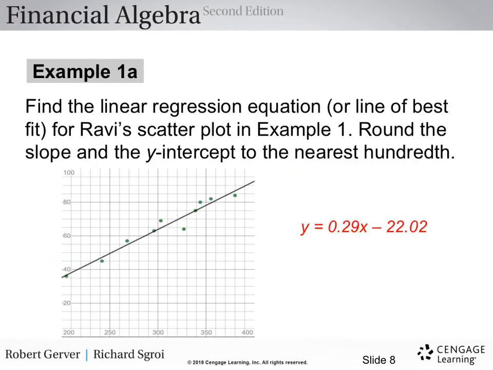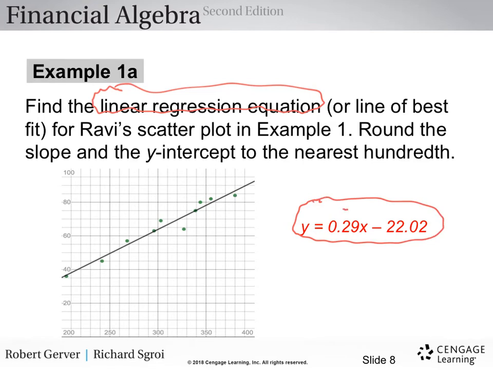All right, now let's go back to the data from example 1. Now they want us to find the linear regression equation, or line of best fit, for Ravi's scatter plot in example 1. Round the slope and y-intercept to the nearest hundredth. I would suggest at this point you check out the video on using Desmos to get linear regression. There is another video on the topics page which explains how we do this. But if we take these points and do the linear regression analysis, we come out with this for an equation.